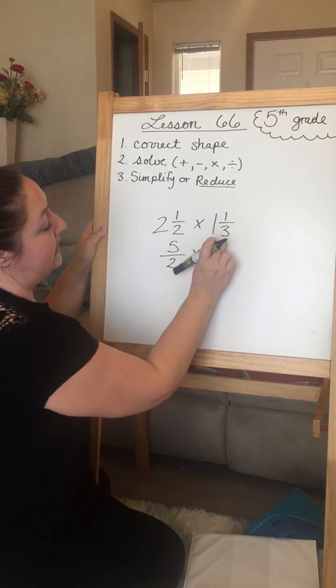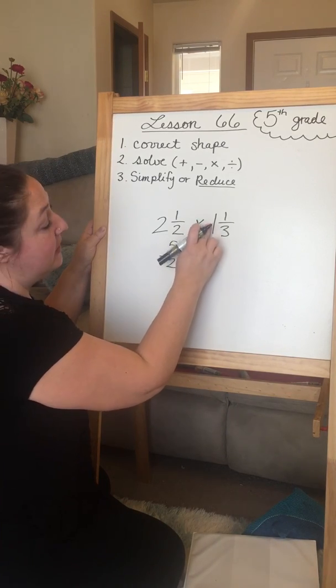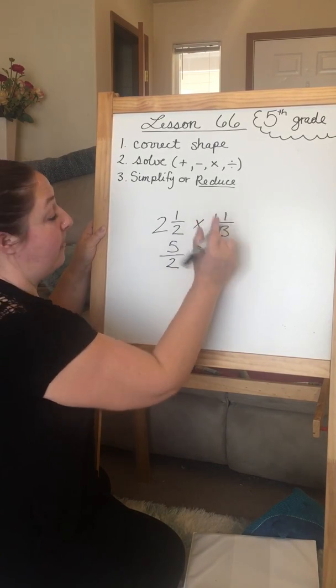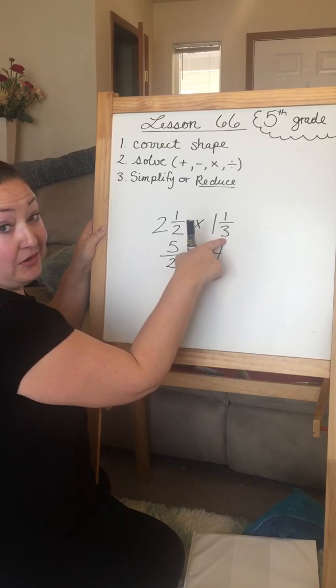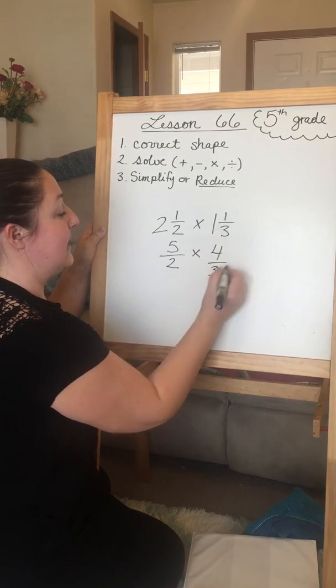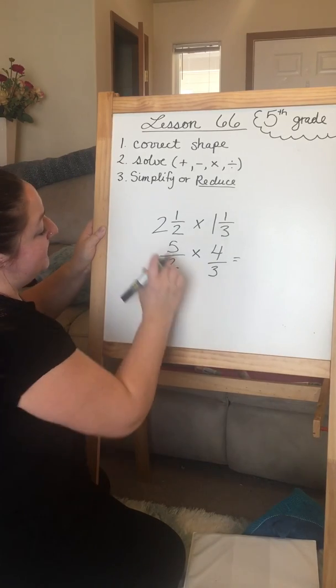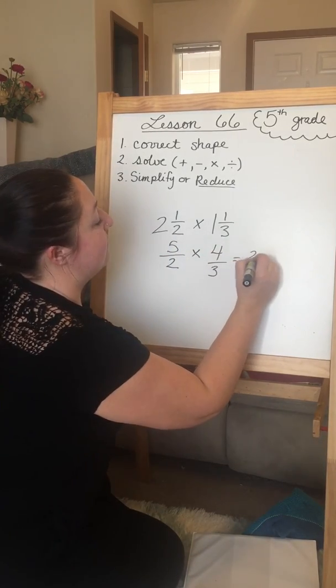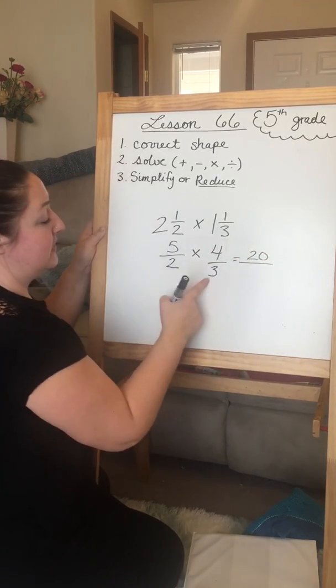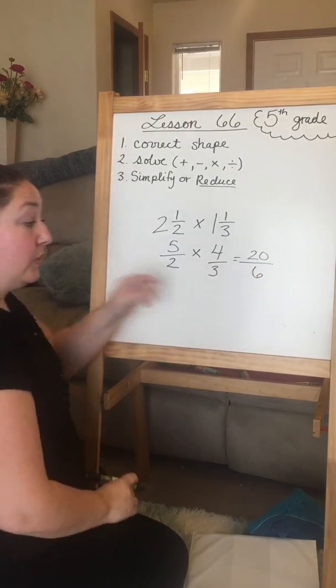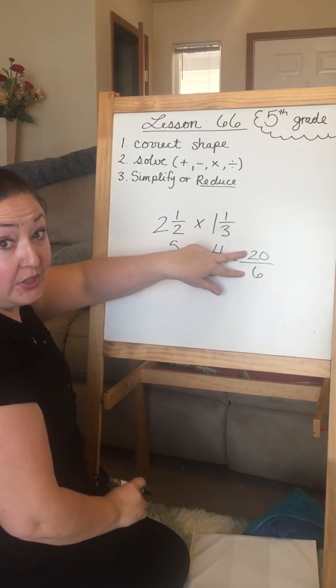Times 3 times 1 is 3. 3 plus 1 is 4. Keep the denominator, 4 thirds. And now we don't have to worry about common denominators. We can just multiply all the way across. 5 times 4 is 20. 2 times 3 is 6. Ooh, these two are even, so I know I can reduce.